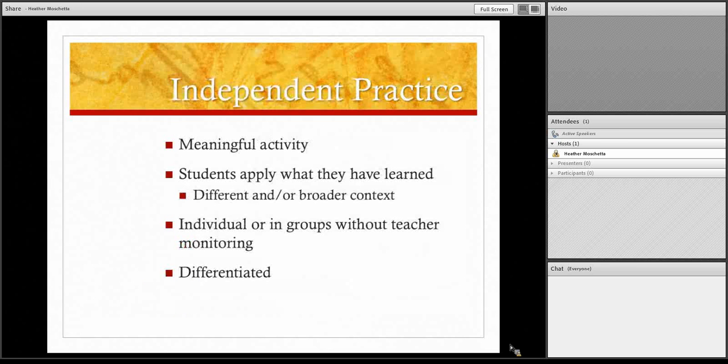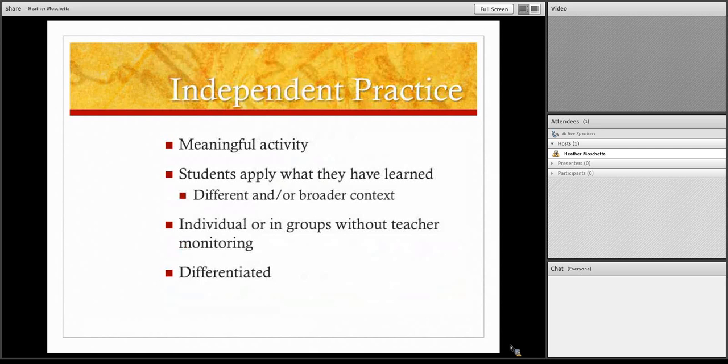And finally comes the independent practice. It's important to note that you may need to reteach, or you may need to teach a series of connected lessons before students are ready for the independent practice. So every lesson may not have the independent practice component. Independent practice should be a meaningful activity in which students apply what they've learned to a different and/or a broader context. They can work alone or they can work in groups, but the key is that they work without the teacher monitoring their process.